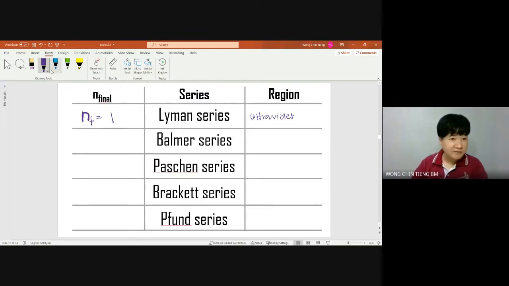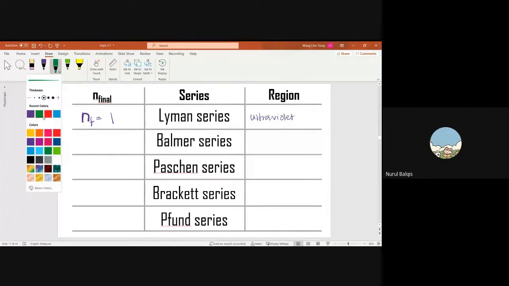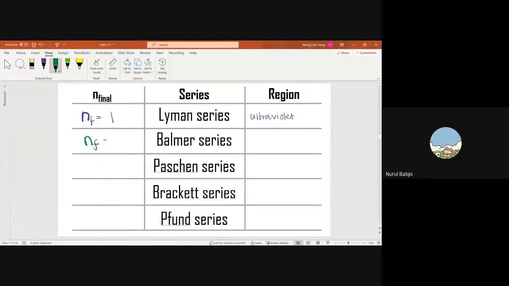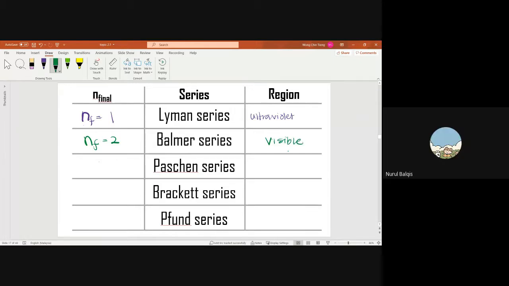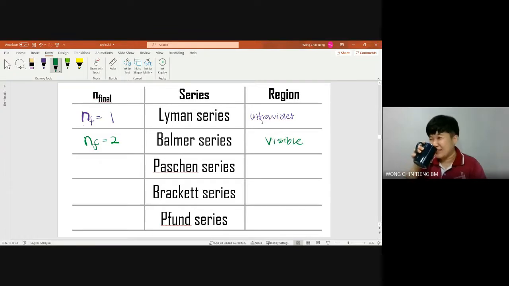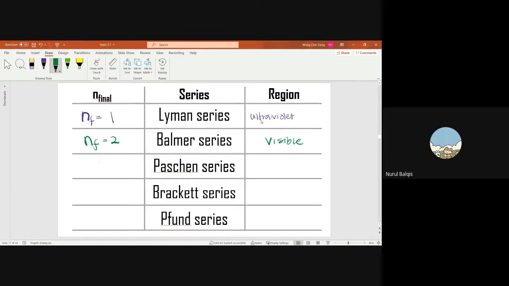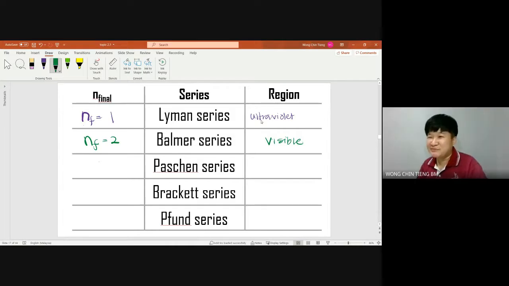Balkis? And final sama dengan 2. Region? Visible. Apa maksud visible sayang? Tak nampak. Nampak ke tak nampak? Pilihan sekali lagi. Tak nampak. Habislah. Itu invisible weh. Visible sayang, nampak. Visible is whatever that you can see with your eyes around you with me, alright? Warna merah, so kamu nampak warna merah, that is your visible color.